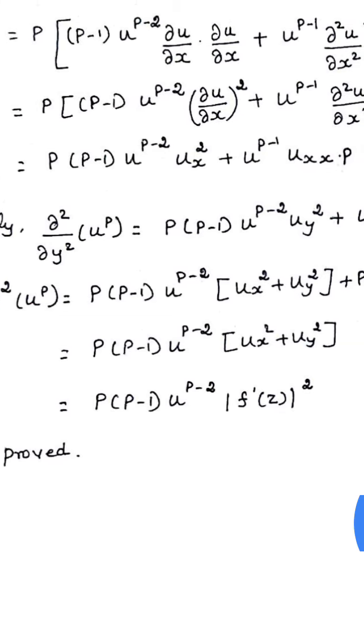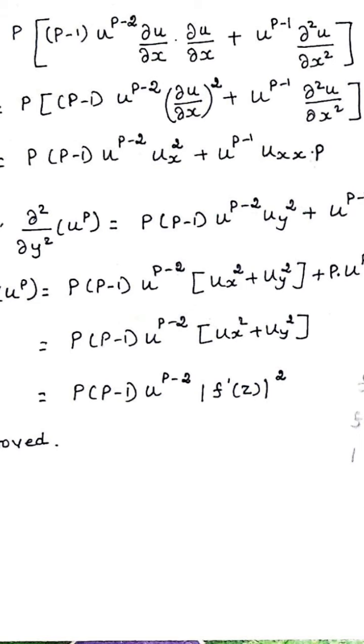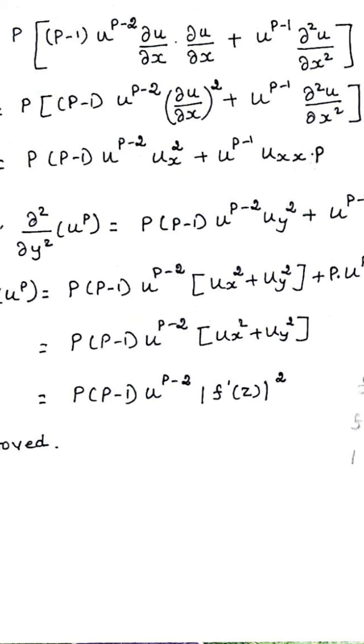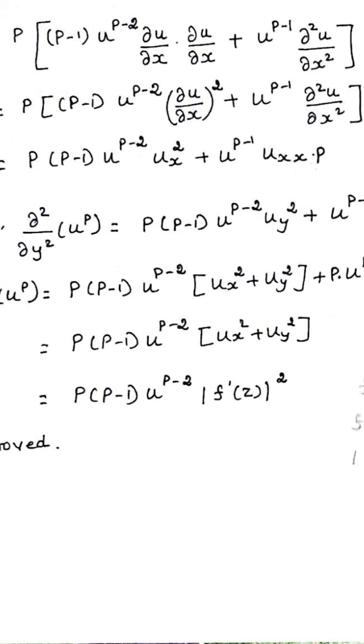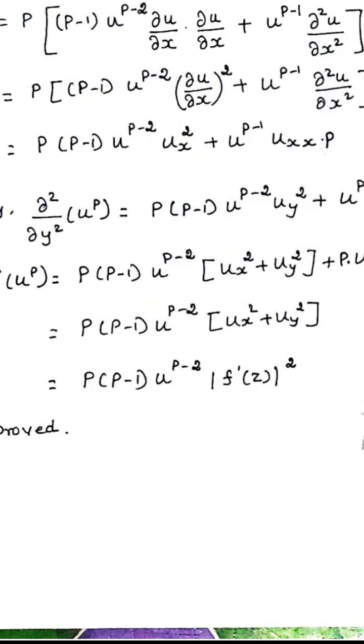Plus, what answer will come here? Now we keep u^(p-1) as it is, and I am differentiating dou u by dou x. If I differentiate dou u by dou x with respect to x, what answer will I get? Dou squared u by dou x squared. Then what is my next step? I am writing dou u by dou x into dou u by dou x as dou u by dou x the whole squared.